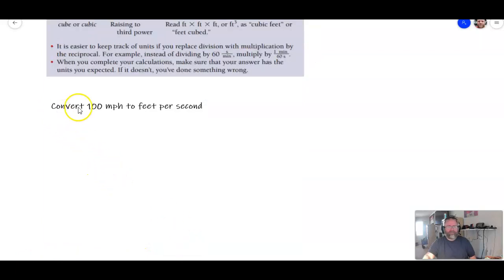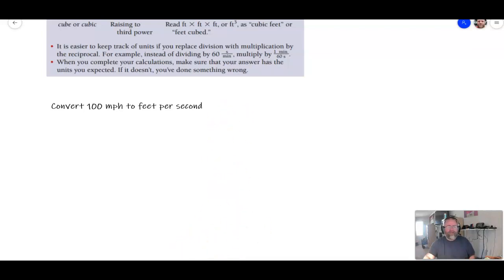Okay, so this first one here, it just says convert 100 miles per hour to feet per second. So what I'm basically asking is, let's say we're driving down the interstate and our speedometer says 100 miles per hour, and we want to know, well, how many feet are we going each second? And we can use this unit analysis, including these unit fractions, in order to convert from miles per hour to feet per second.